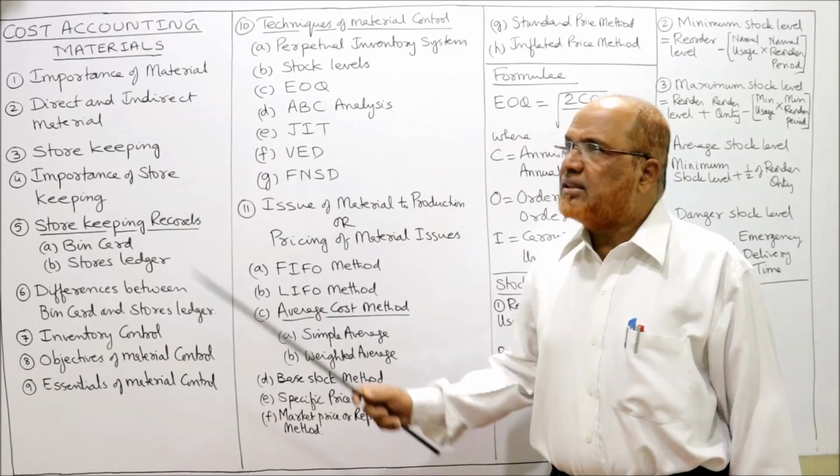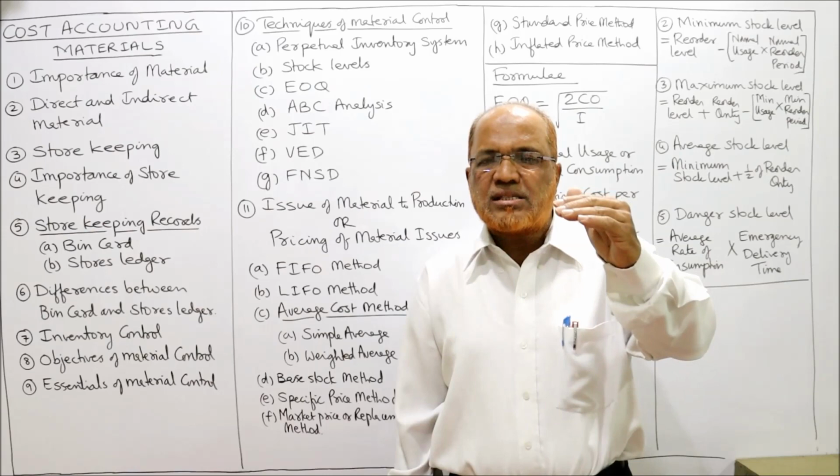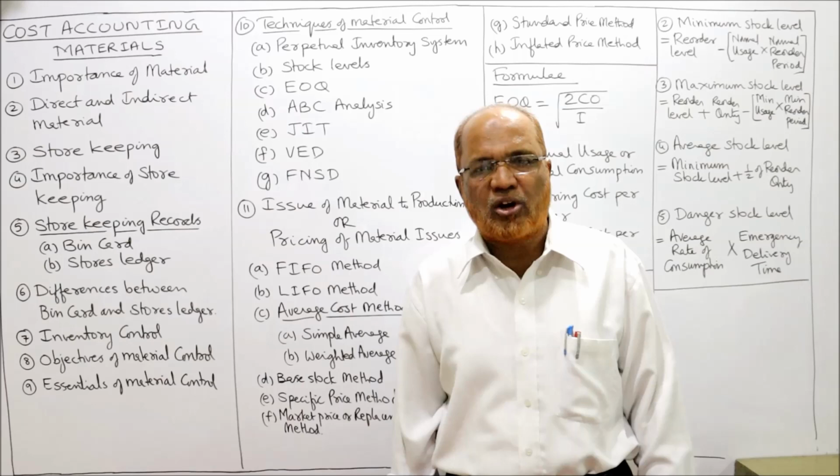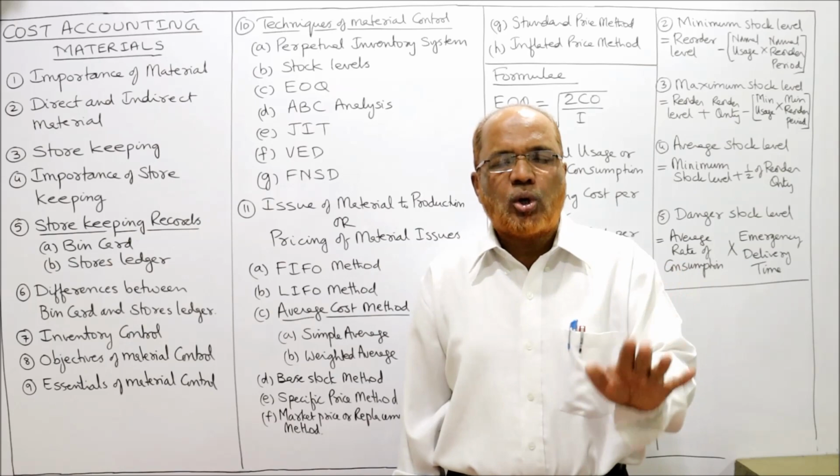Why are the stock levels kept? To find out maximum level, minimum level. Maximum level is that level beyond which the inventory should not be allowed to go. If the inventory goes above maximum level, it means that there is overstocking of material. Money is blocked, interest charges will arise. So the inventory should not go beyond maximum level.